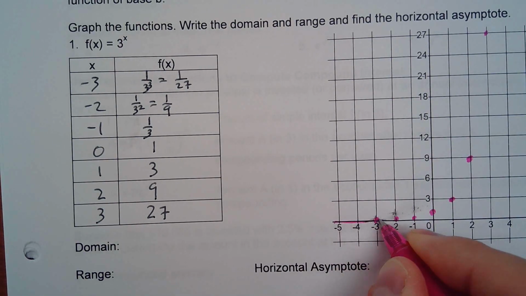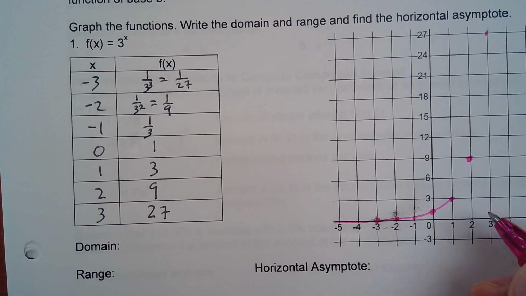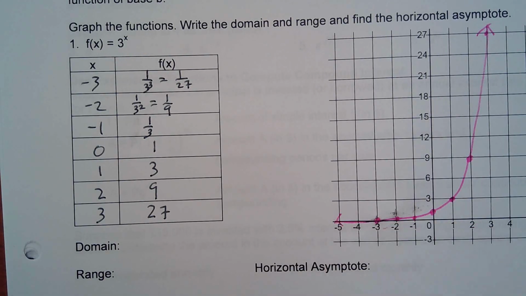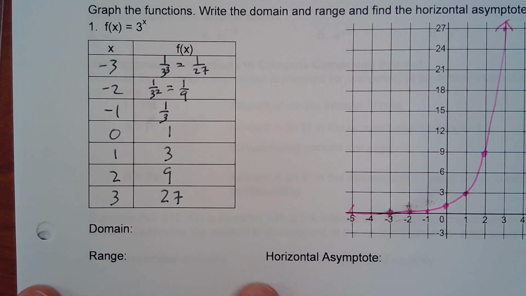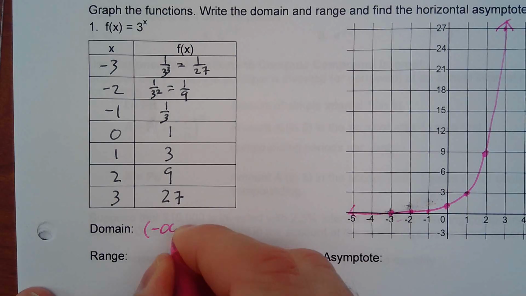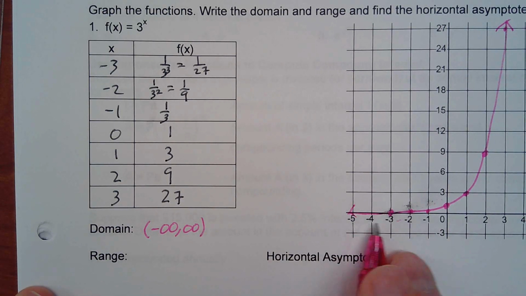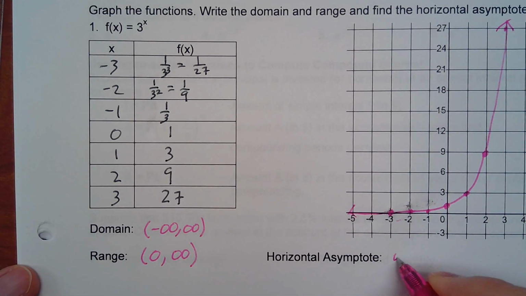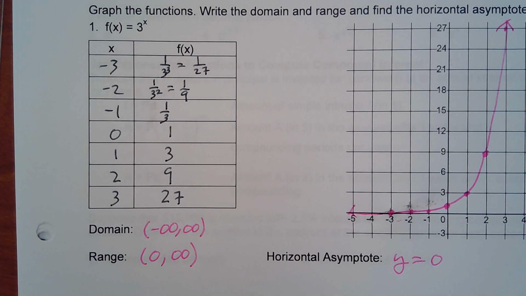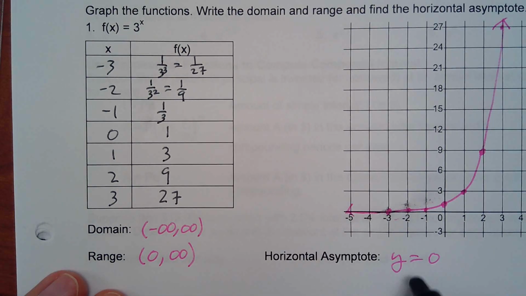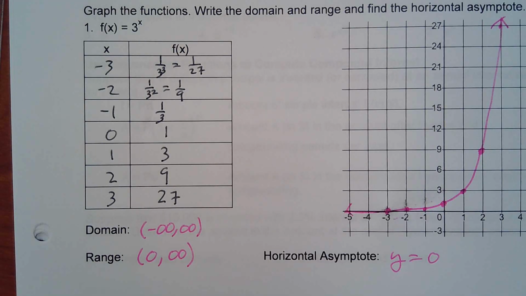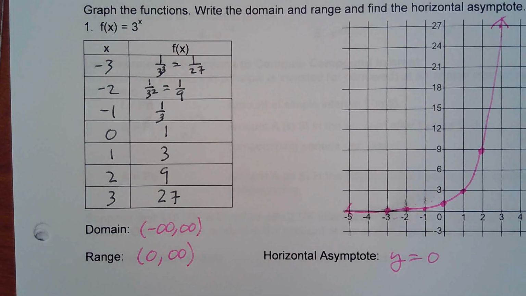So let's see if we can connect our dots. My domain here is going to be all real numbers. My range is going to start just above 0, so it's 0 to infinity. Horizontal asymptote is y equals 0. I don't know why that didn't erase. Must have gotten something on the eraser on the pink pen.